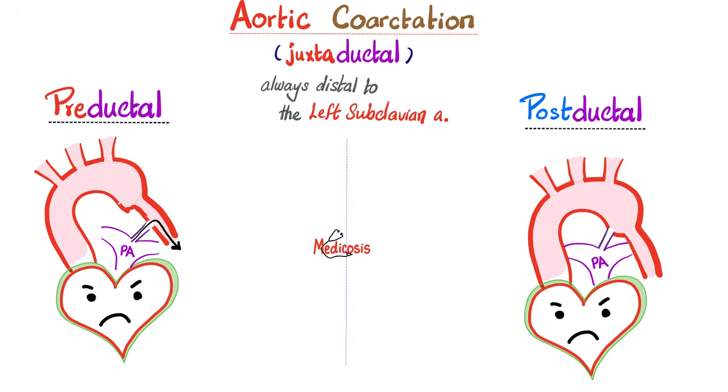Aortic coarctation also could be preductal or postductal. Preductal means what? The coarctation started, the beginning was before the ductus arteriosus. Postductal means what? The coarctation started after the ductus arteriosus. But whether it's preductal or postductal, make no mistake about it, it's almost always distal to the left subclavian. Here's the left subclavian, and the coarctation started distal to the left subclavian, here and here.